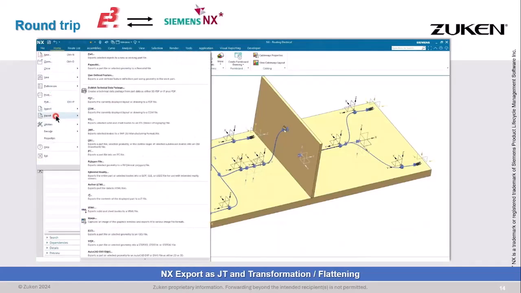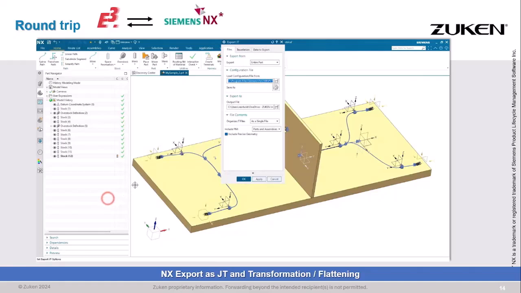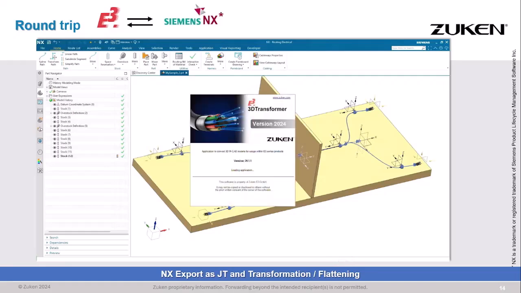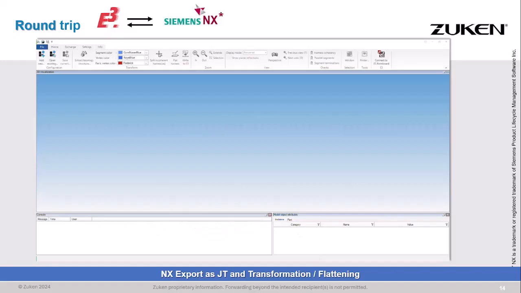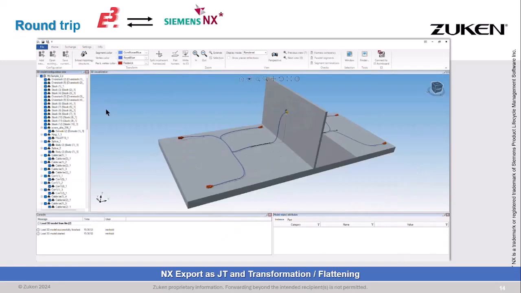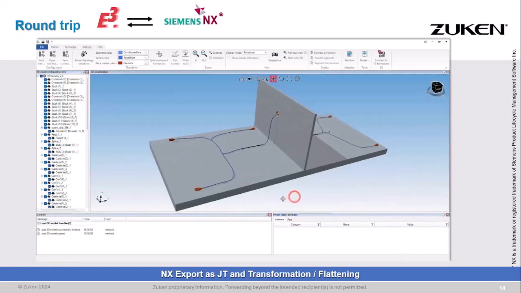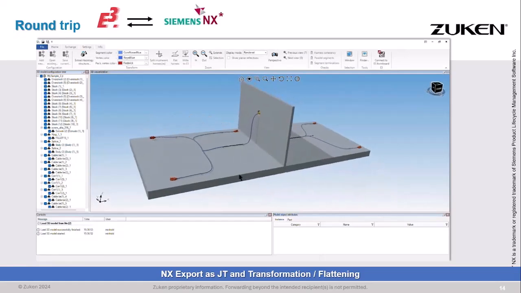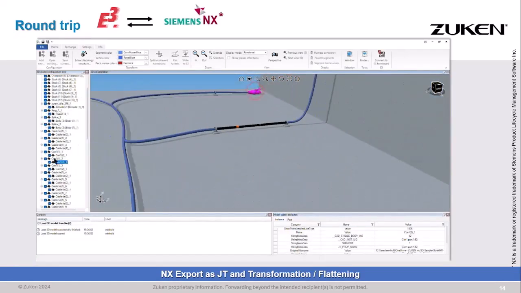So once our harness has been routed and all of our connectivity has been defined, what we need to then do is export this part from NX, and we do that in the JT format. Now, within this, we do have to be mindful of the configuration and ensure that what we export contains everything that we need. Once exported, we can then load the JT file, or the native NX format file, into our 3D transformer.